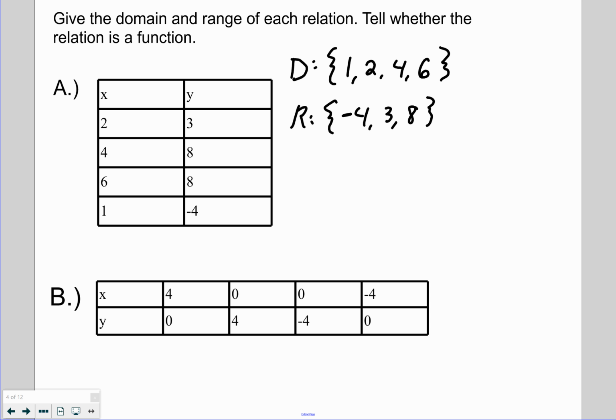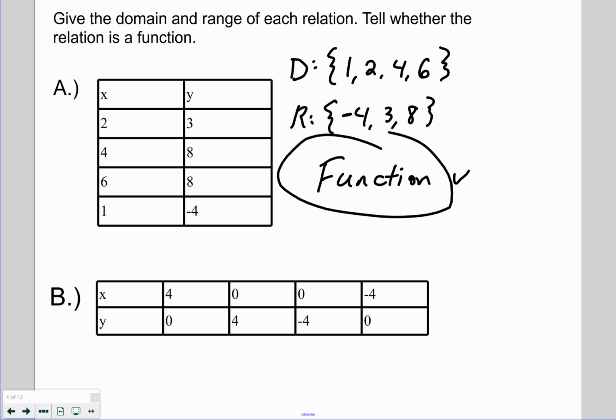Very good. So if you look at your x values here or in the domain, are we repeating any of our x values? No. So it's okay if we have repetition in the y values or the range. So this is a function. Yes. Let's do letter B.